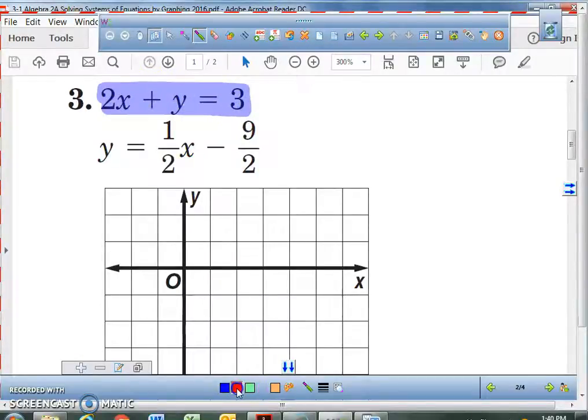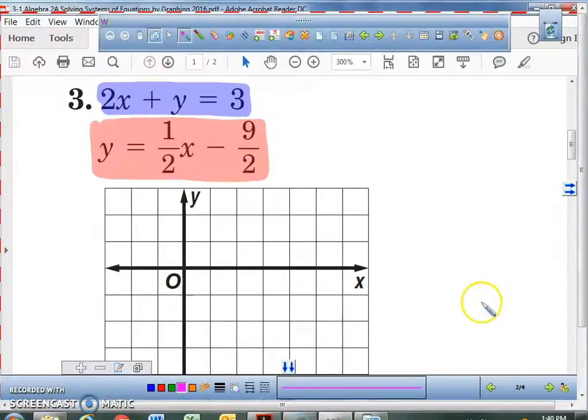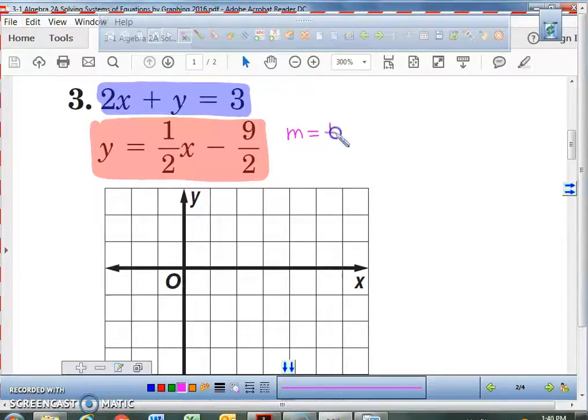And this one I'm going to put in red. Now, one of them is ridiculously easy to graph because one of them is in slope-intercept form already. Which one's already in slope-intercept form? Or you could say the red one. b equals -9/2. All right?